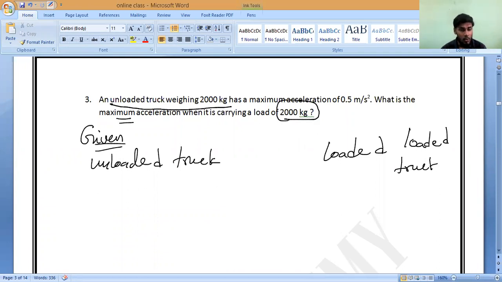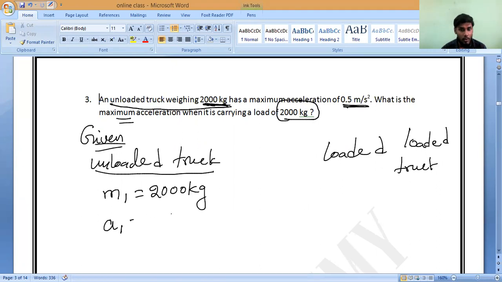You know what the unloaded truck is? What is the weight of the unloaded truck, Pradosh? Tamil Selvan, the 2000 kg, sir. Let us imagine for the unloaded truck M1 is equal to 2000 kg. Next, when it is unloaded, what is the acceleration, Ra? 0.5 meter per second square. A1 is equal to 0.5 meter per second square.